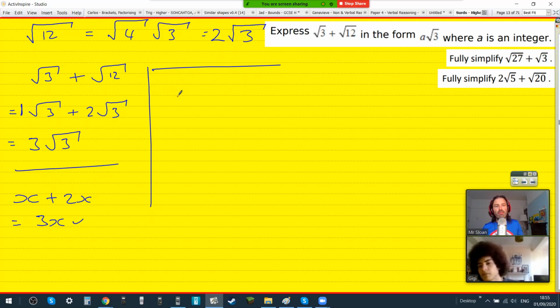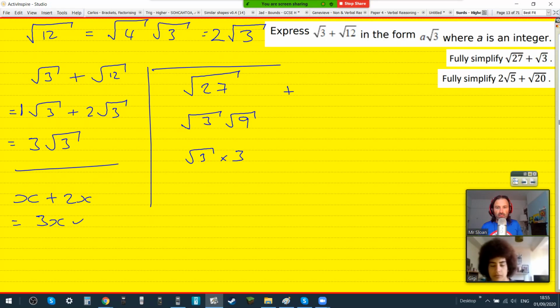All right. Root 27 plus root 3. Root 27 is root 3 root 9. Mm-hmm. And root 9 is 3. So it would be 4 root 3. Well done. Final answer is 4 root 3. Yeah. 1 root 3 plus 3 root 3, 4 root 3.